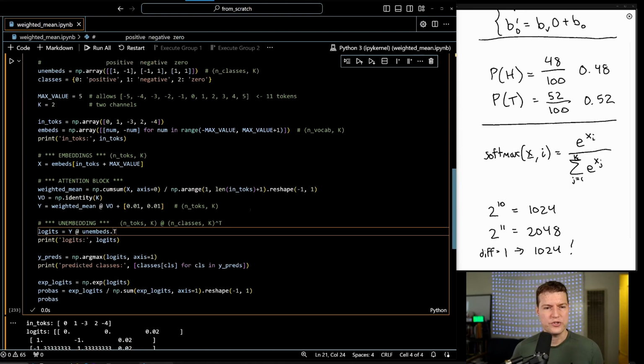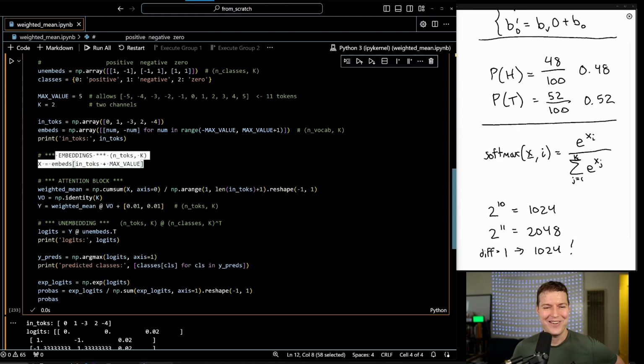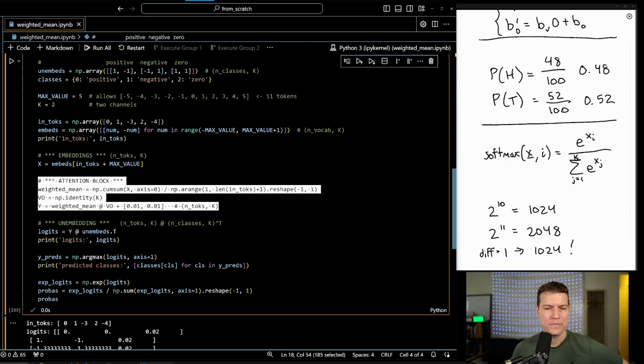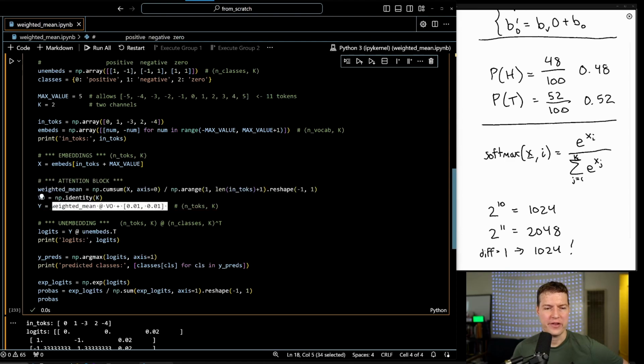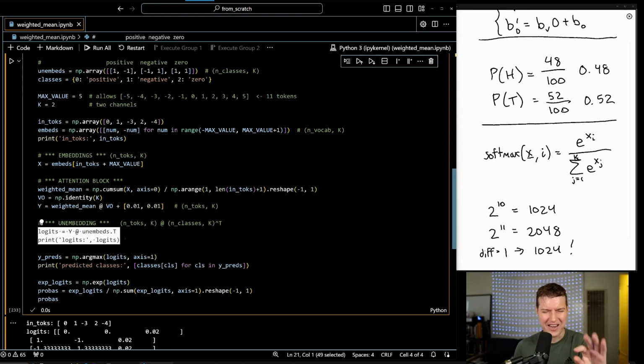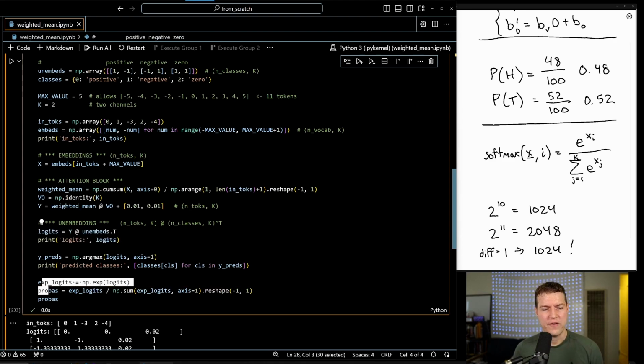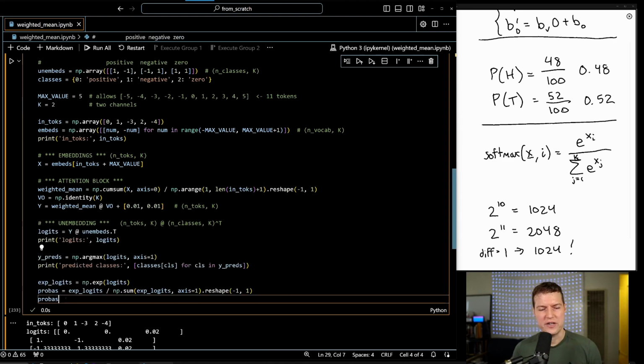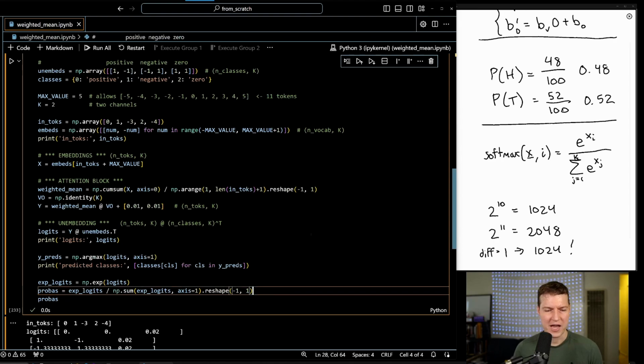Whew. So just as a review, we take the embeddings, then we pass them through the attention block, which is just a little linear transform here. Then we do the unembedding. We calculate how similar it is to each one of the unembedding vectors by basically calculating sort of the angle between them. And then we find the probabilities and the final predicted classes by using the softmax. And this is the softmax.